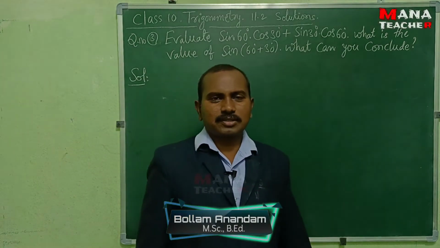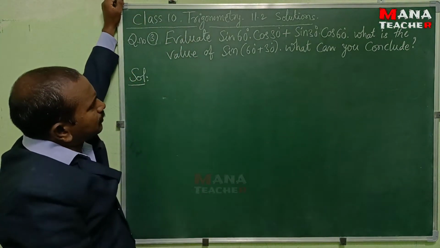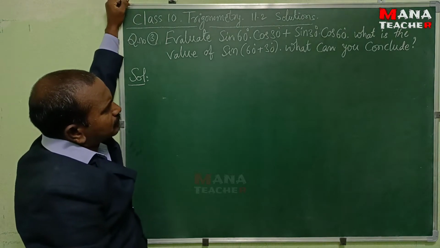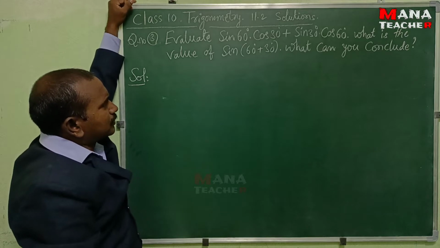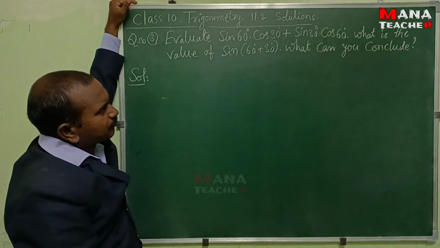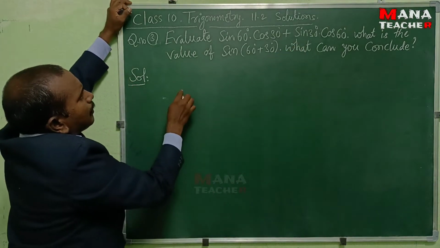Now next, third problem. Evaluate sin 60 cos 30 plus sin 30 cos 60. What is the value of sin(60 plus 30)? What can you conclude?